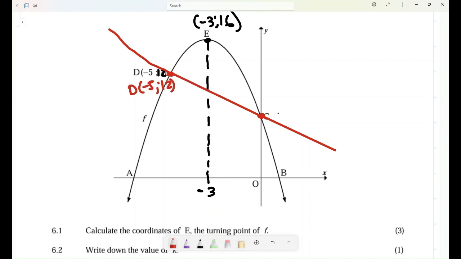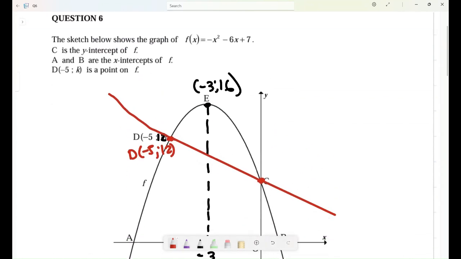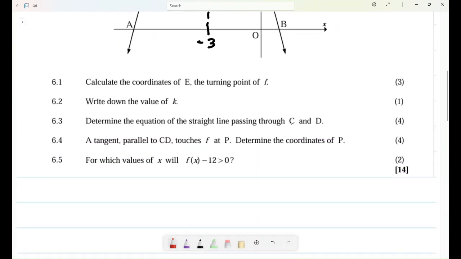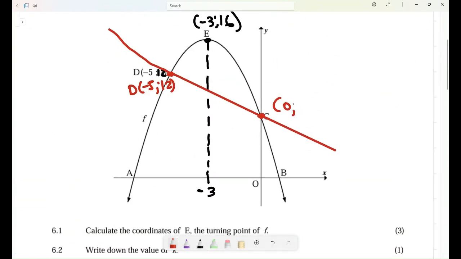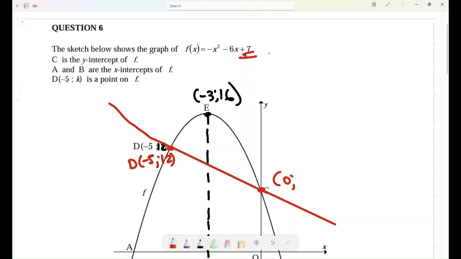And important coordinates here. Remember what is C? First thing that you have to write is the coordinates of C. So the coordinates of C, you know it is 0, and what is the y-intercept? This value here, it is 7. Or you can just say for the y-intercept, you let x equal to 0, it is going to be -0 minus 6 into 0 plus 7. You all agree with me that this is 7, right?